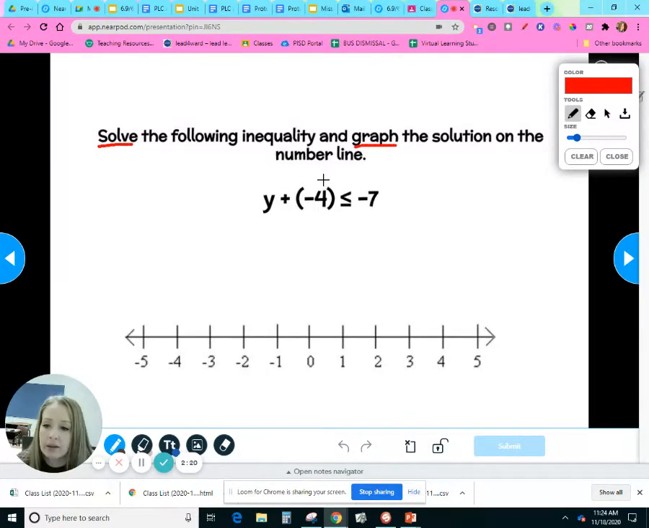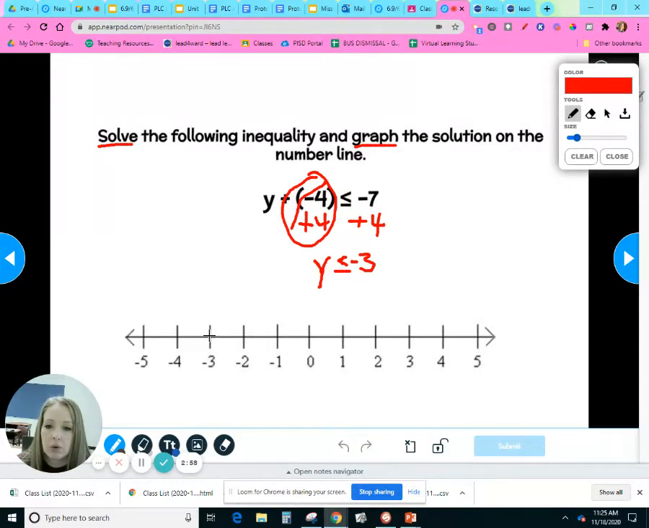So we want to get y by itself, and to get rid of these negatives, we can cancel out negatives with positives. So I'm going to add 4 positives to both sides, because negative 4 and positive 4 equals 0. So that's gone. That leaves just y on that side. My symbol is going to stay exactly the same. And then here I've got negative 7 and positive 4. Different signs, we find the difference, which is 3. And we have more negatives, so it's negative 3. So that's our answer. Now we need to graph it.